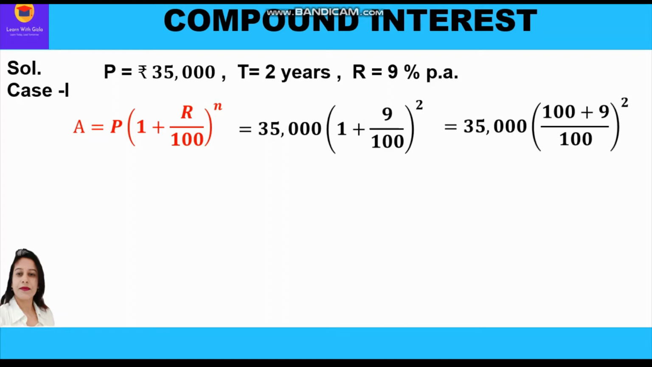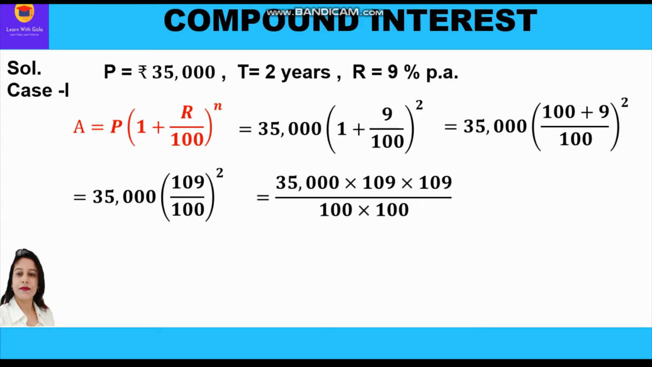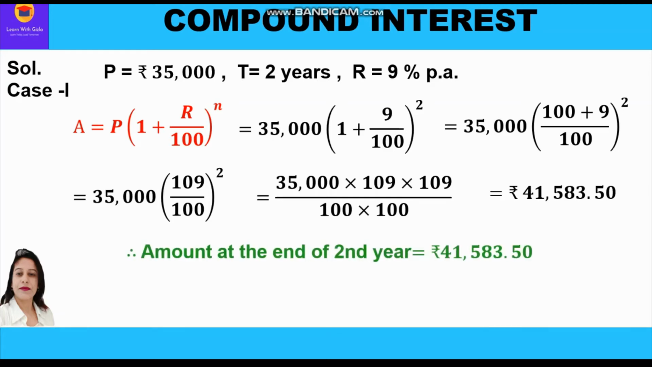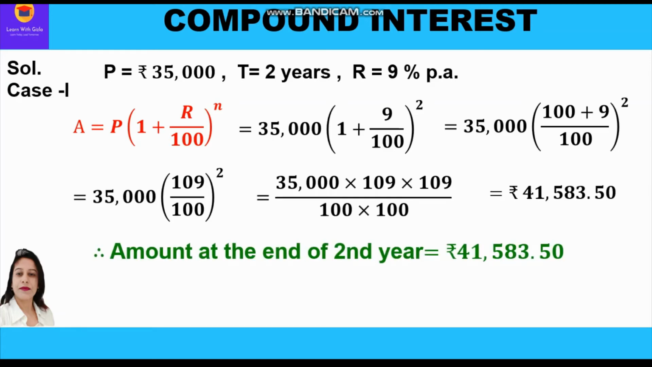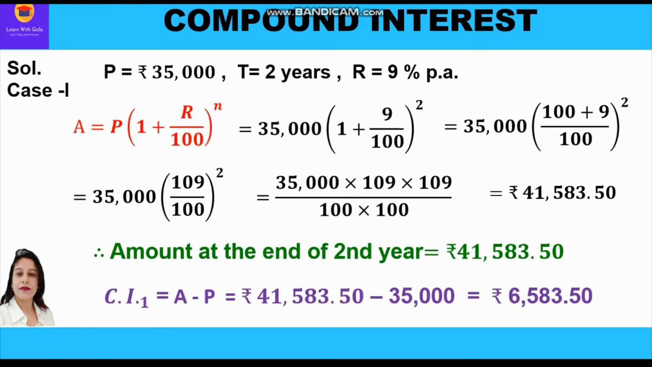Further we shall take LCM. So 35,000 ((100 + 9)/100)^2, which is equal to 35,000 (109/100)^2, and further we shall expand it. So 35,000 × 109 × 109 / (100 × 100), which is equal to rupees 41,583.50. So this is the amount at the end of the second year, that is 41,583.50.